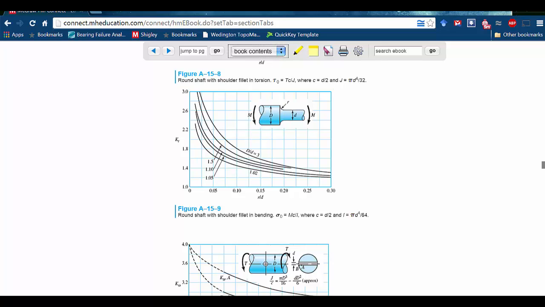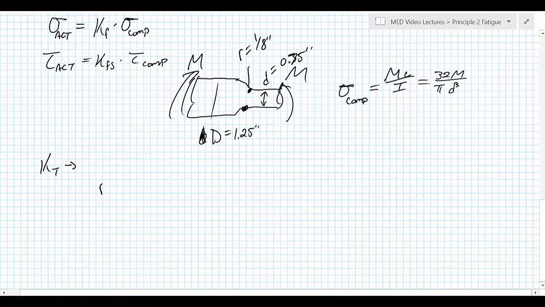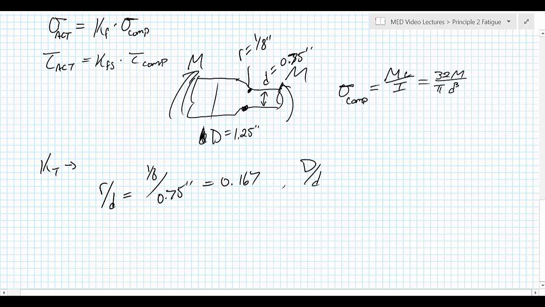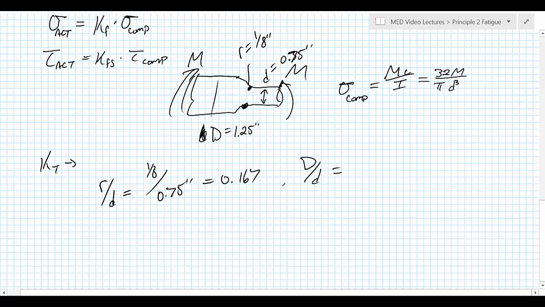So the things that we need are r over d, and to figure out which line to read, we need D over d. So let's calculate those. So r over d is 1/8 of an inch over 0.75 inch, or specifically 0.167. And D over d, the big diameter compared to the little diameter, tells us which line we're going to be on. And that, of course, is 1.25 over 0.75, or more simply, 1 2/3.